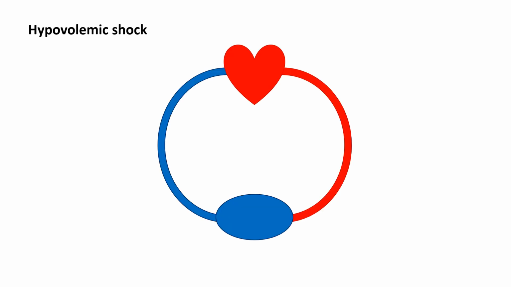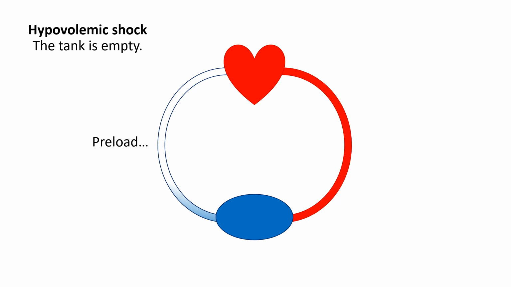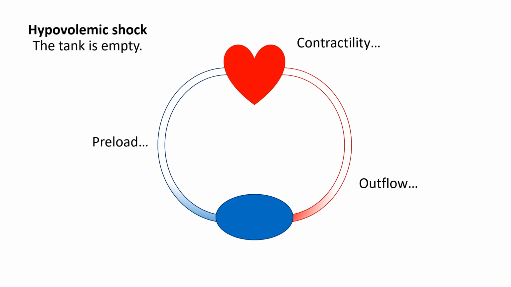Hypovolemic shock is the first one, and in this form of shock, basically the problem is that the tank is empty. We tend to think of this as a preload problem. If there's just not enough filling going into the heart, that's going to have consequences for contractility via that Frank-Starling mechanism that we just talked about. And if there's not enough blood going in, there's not going to be enough blood going out, so you're going to end up with tissue hypoperfusion.